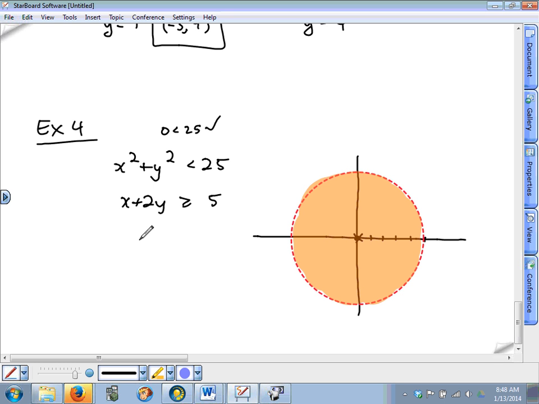How do we graph that? 2y is greater than or equal to negative x plus 5, and then you divide by 2. So you have y is greater than or equal to negative 1/2 x plus 2.5. So the y-intercept is 2.5. The slope is down 1 over 2. Solid line.